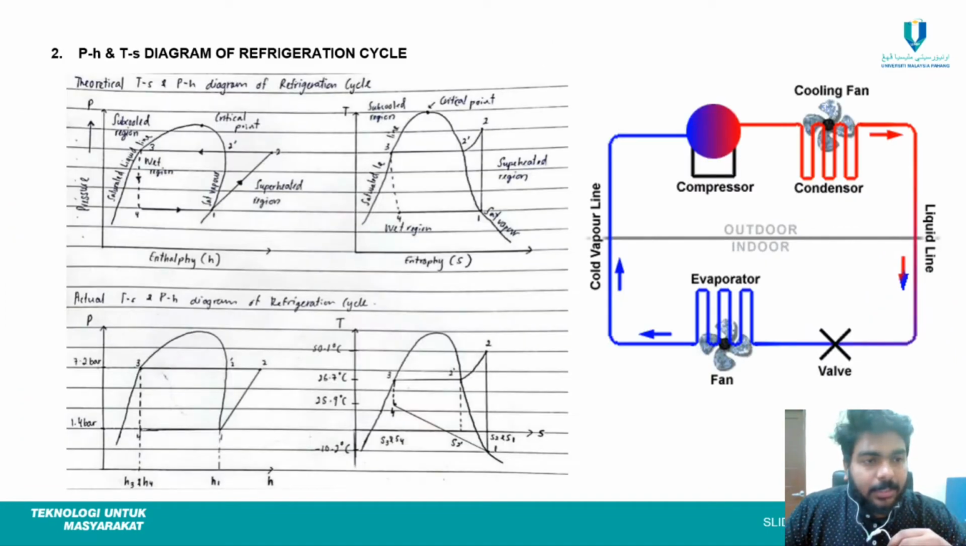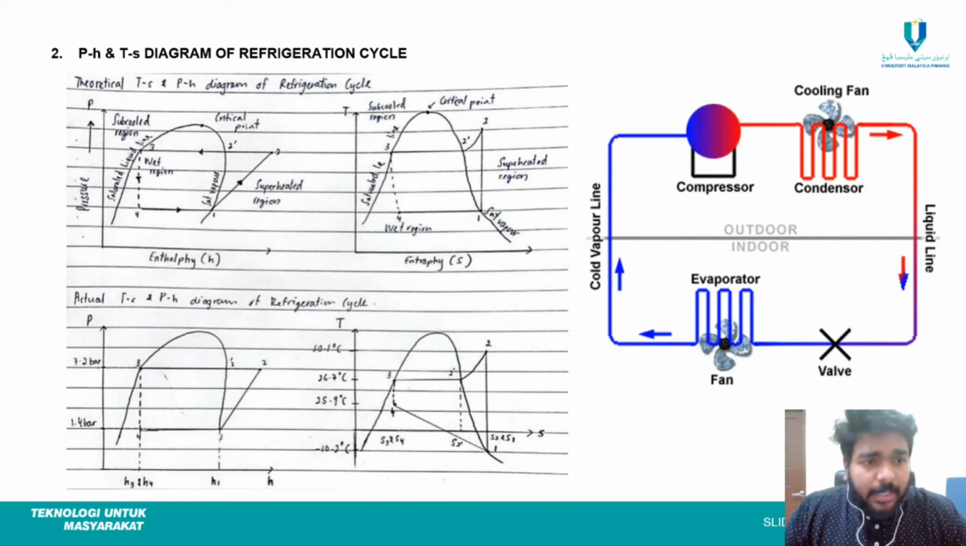So the second discussion question is about the pH and TS diagram of the refrigerant cycle. First is a theoretical diagram and then the actual. So first theoretical, we can see the first diagram is the pH diagram. So pressure and then the enthalpy is the H. So this is the pH diagram, which is the curve, and this is the saturated liquid line, and then next is the dot, which will be the critical point, and then on my right region will be the superheated region.